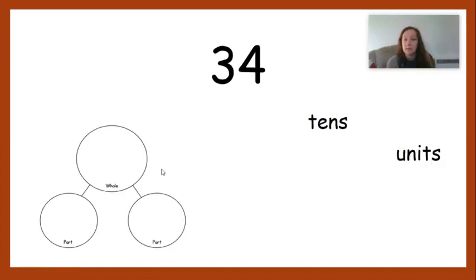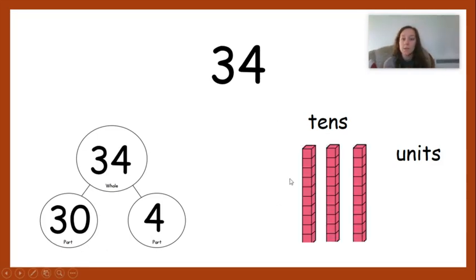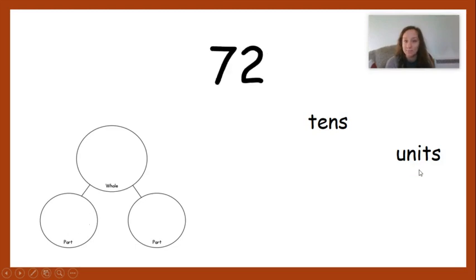Now, let's have a look at this number. So this is 34. So if we were going to break that down, how many 10s do you think we would have? Lovely. 3 groups of 10. And how many units? 4. Excellent. So we would have 30 and 4. And if we look over at our blocks, we have 3 groups of 10. So 10, 20, 30, and 4 units.